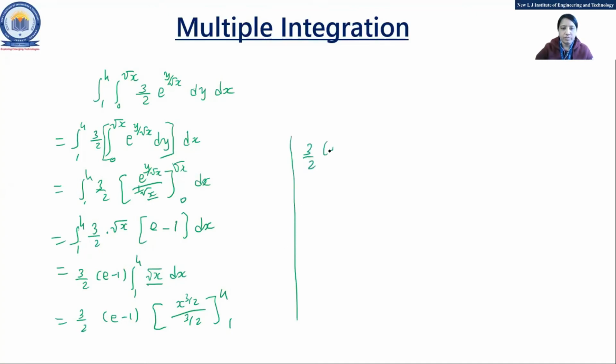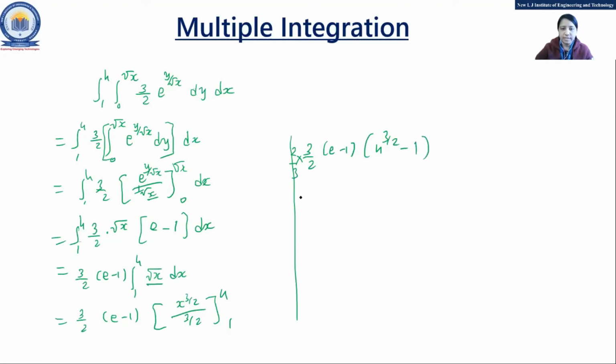So 3 by 2 into e minus 1, again x raised to 3 by 2, so 4 raised to 3 by 2 minus 1 raised to 3 by 2. The 2 by 3 into 3 by 2 you can take, so this will cancel out. Now this is 4 raised to 3 by 2 minus 1 raised to 3 by 2.